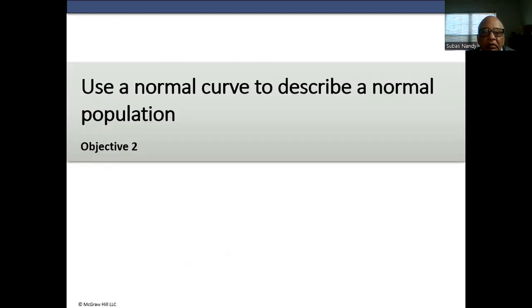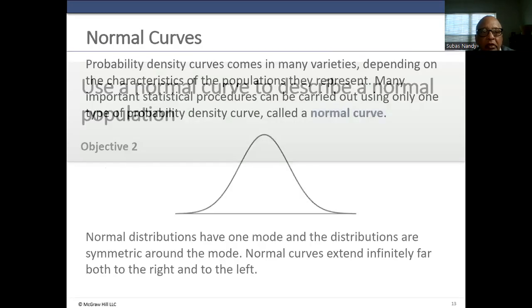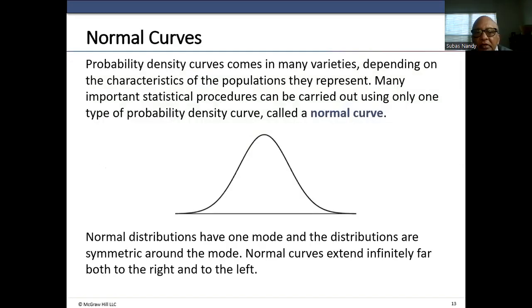Use a normal curve to describe a normal population. Objective 2. Probability density curves come in many varieties depending on the characteristics of the population they represent. Many important statistical procedures can be carried out using only one type of probability density curve, called a normal curve. As you can see, it is like a bell. It's a bell or an inverted U curve.